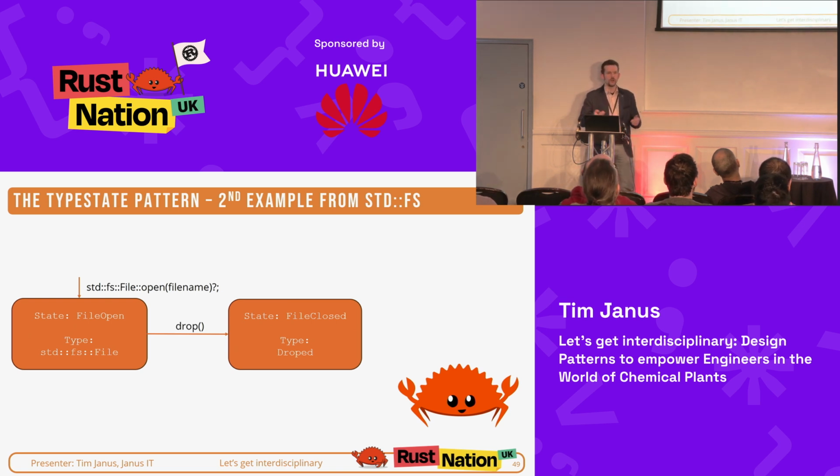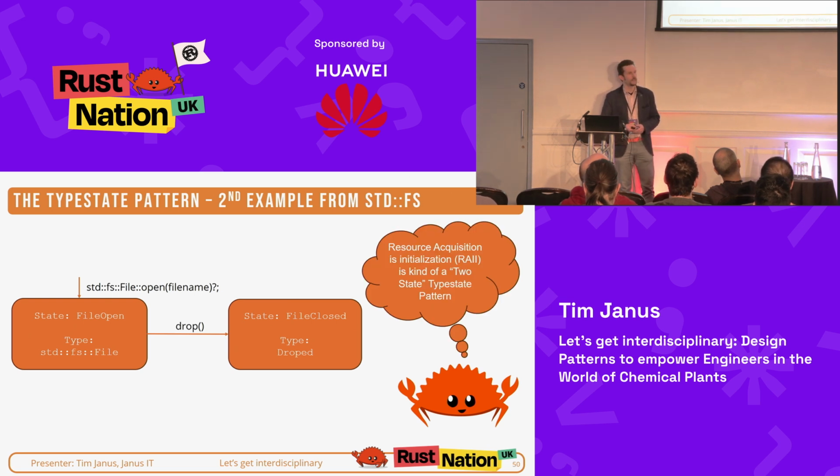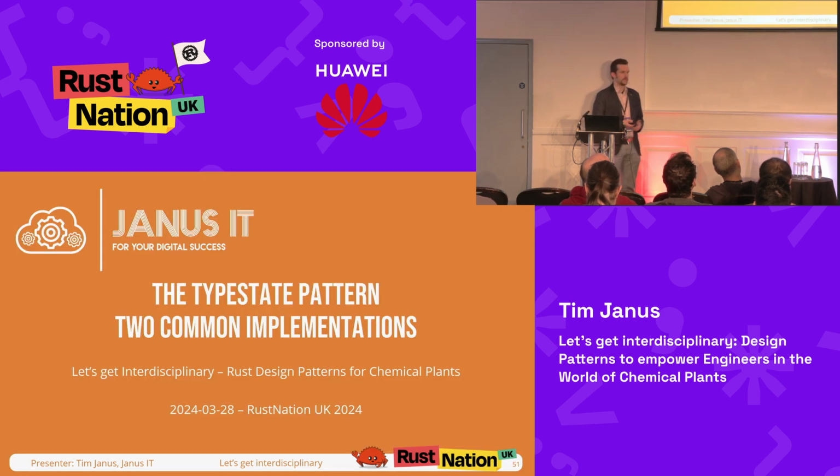And when it's dropped, we are out of scope. So that's happening when a variable goes out of scope. In C++, it would be the destructor, and then Rust handles the file closing for you. And this kind of idiom was called resource acquisition is initialization in C++, and it's also some kind of two-state type pattern. And there are two common implementations.